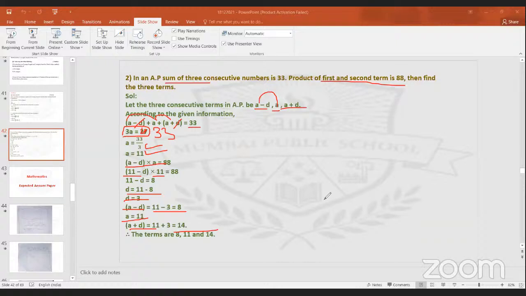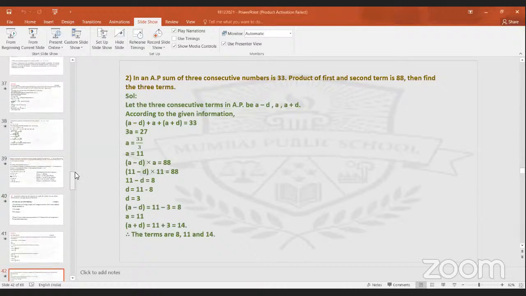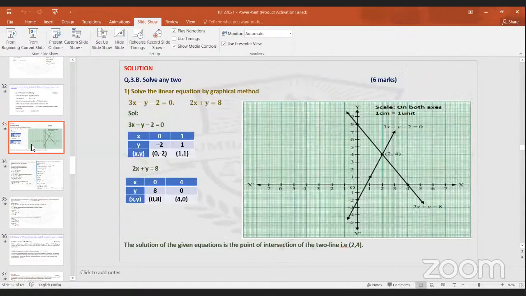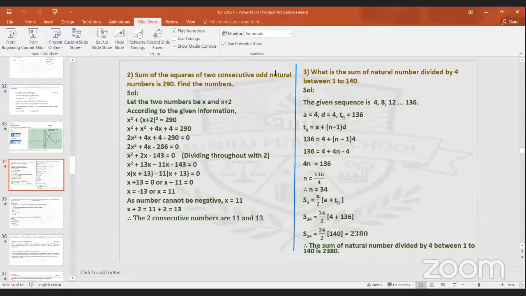Sir, question number 3, I don't understand that. Which one? Question number 3, activity 1 or the other one? The other one. Okay, wait. This one, the linear equation or the other question? The other question. The sum of the squares of two consecutive odd natural numbers. This one? Yes. Okay.